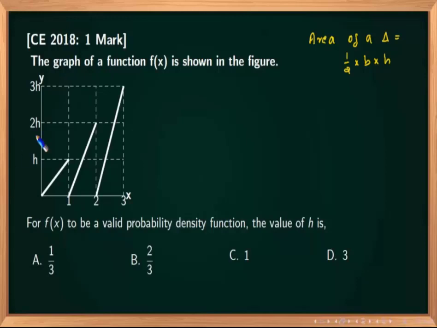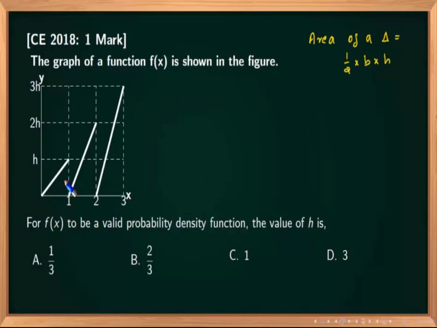The graph of a function f of x is shown in the figure. Now, for f of x to be a valid probability density function, the value of h must be. So this is a function. The value of this function between 0 and 1 is in this manner, 1 and 2 is in this manner, and 2 and 3 is in this manner. Now, we know that for a function to be a valid probability density function, the area of that particular function must be 1. Or rather, if you integrate it from minus infinity to infinity, that integral value must be 1. Both these things are same.